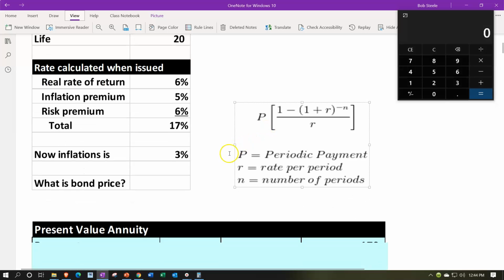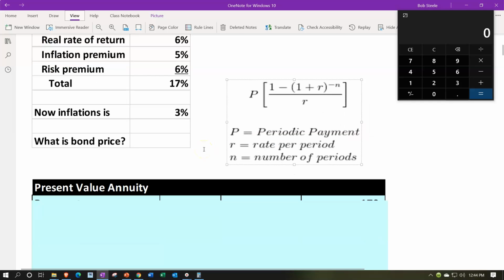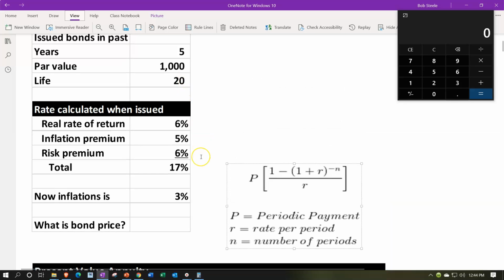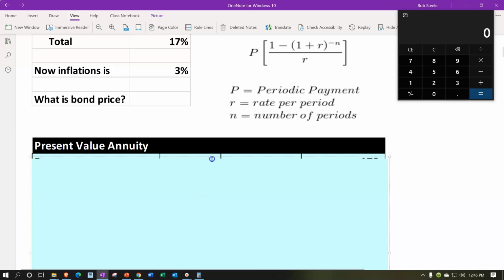Annuity calculation looks like this. The P times 1 minus 1 plus R to the negative N. So P times 1 minus 1 plus R to the negative N. P then is going to be the 1,000 times the 17%, 1 minus 1 plus R 17%. To the negative n, we're going to say 20 over r, which is going to be the 17% again. So we'll do that in a little table type of format.